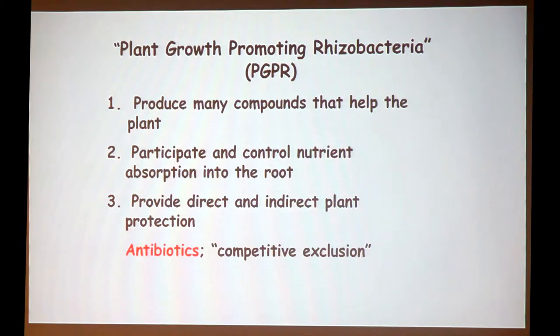So the competitive exclusion idea is an ecological idea that if some organism is already occupying what we call a niche in the environment, it's usually very difficult to displace that population. If this is a neutral or a promotive population, a pathogenic population has a hard time getting those out and replacing them around the root.